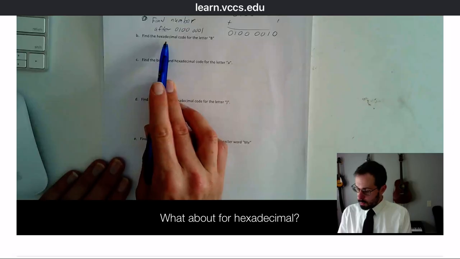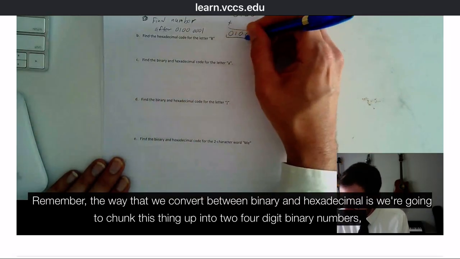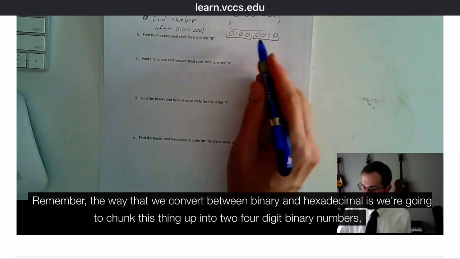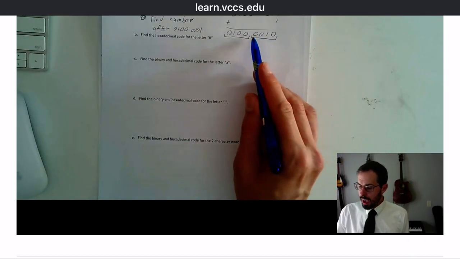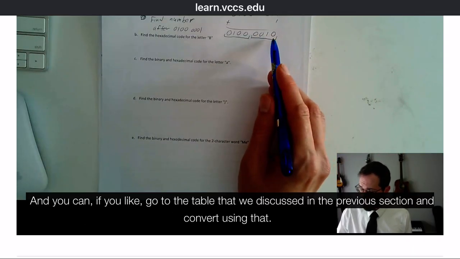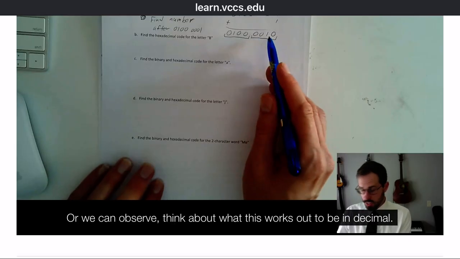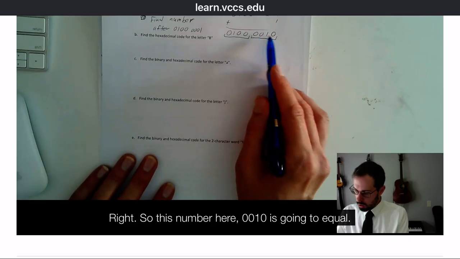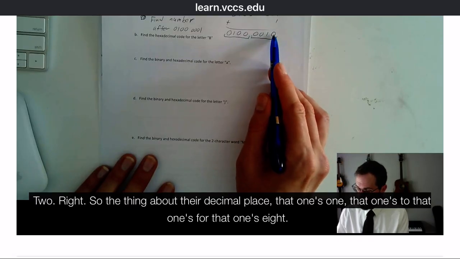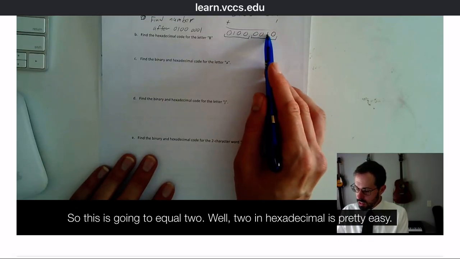What about for hexadecimal? Remember the way that we convert between binary and hexadecimal is we chunk this thing up into two 4-digit binary numbers, each of which is going to translate into a hexadecimal numeral. You can, if you like, go to the table that we discussed in the previous section and convert using that, or we can think about what this works out to be in decimal. So this number here, 0010, is going to equal 2. Think about your place values: that one's 1, that one's 2, that one's 4, that one's 8. So this is going to equal 2.